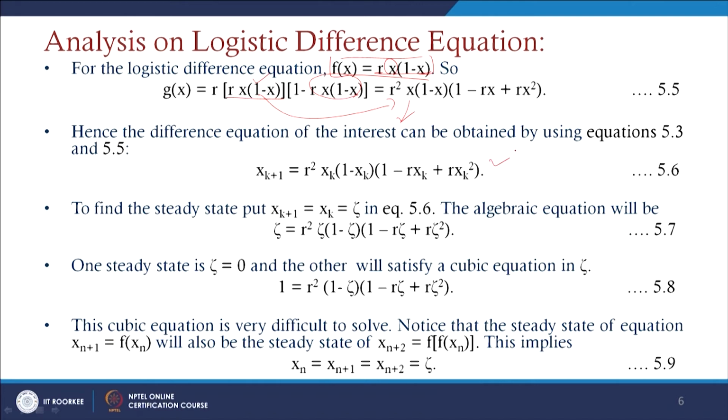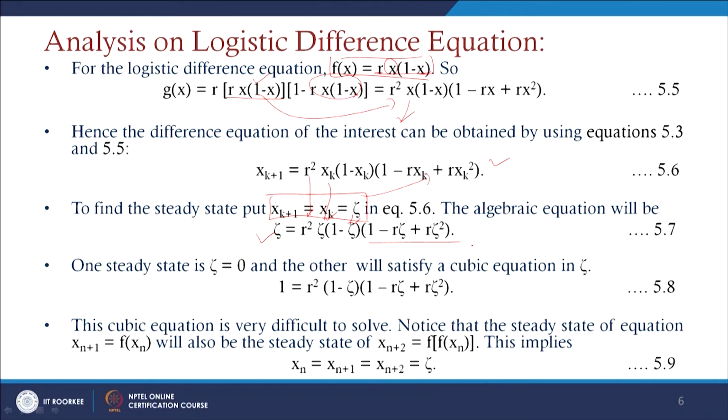And to obtain the steady state, since we are using the fixed point values, we put x k plus 1 equals x k equals zeta here. If you put these values in equation 5.6, the algebraic equation reduces to the form where x k plus 1 equals zeta and r square is still there. Then x k is replaced by zeta, 1 minus x k is replaced by 1 minus zeta, and 1 minus r x k plus r x k square can be written as 1 minus r zeta plus r zeta square.